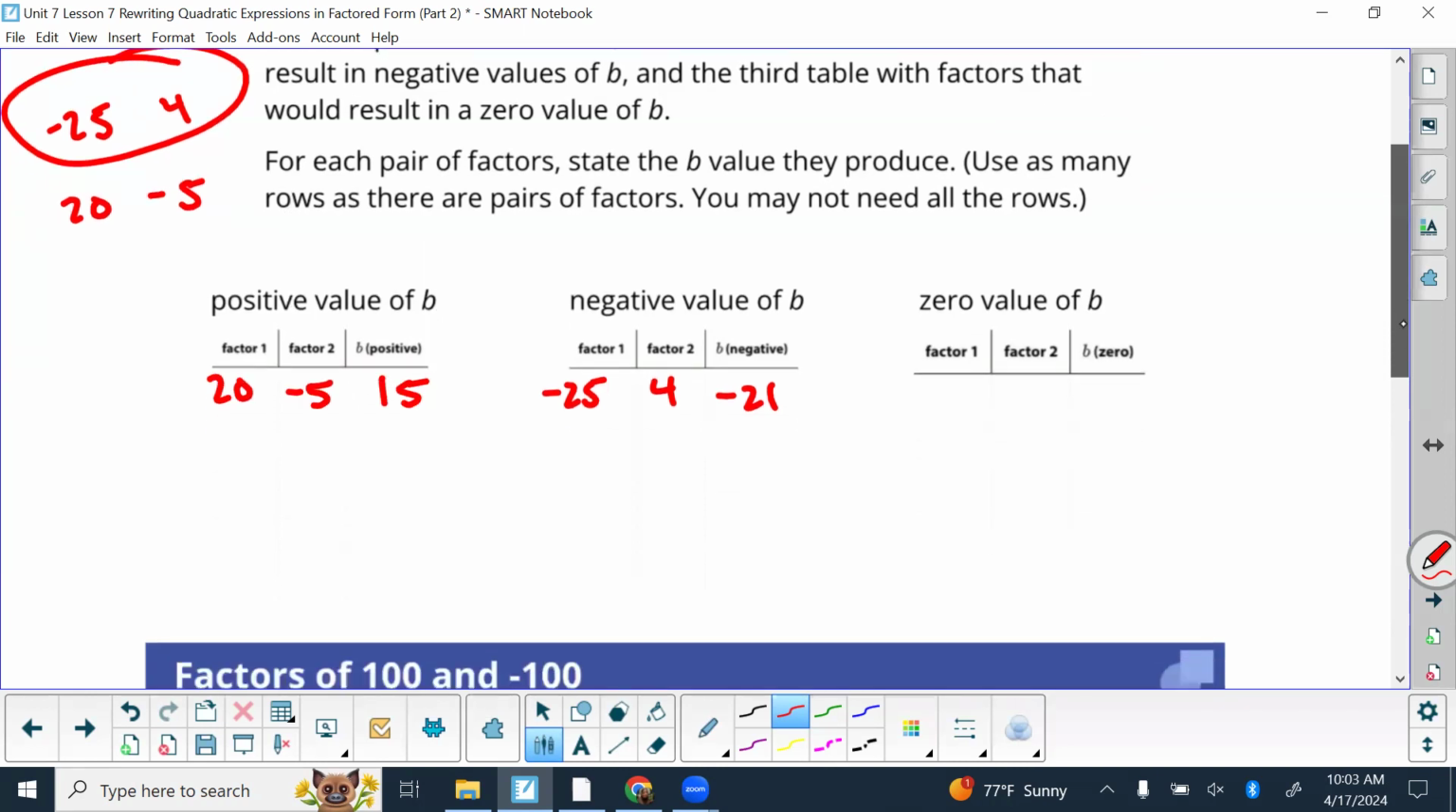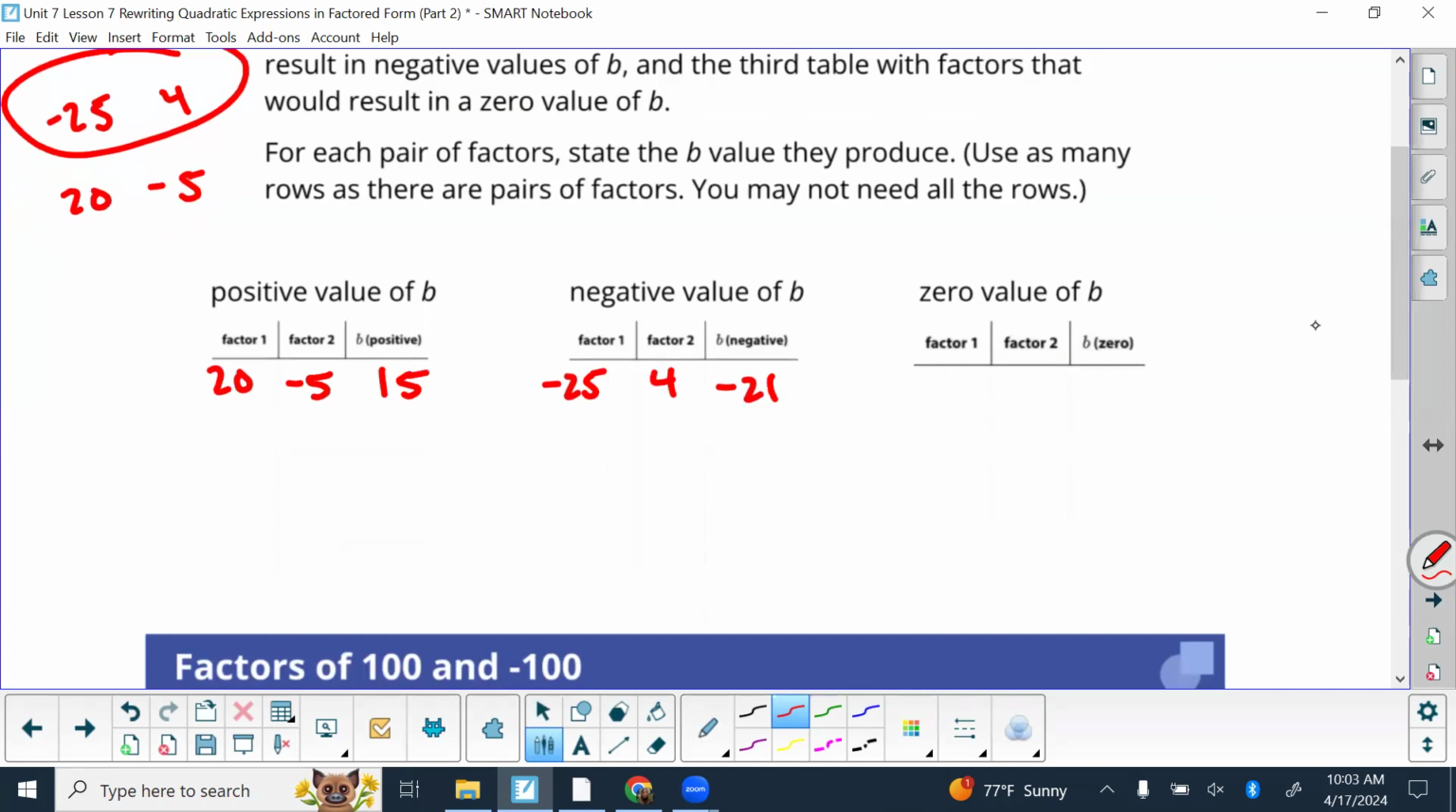Give me another pair that multiplies to negative 100. And what table should that go in? Okay, good. Negative 50 times a positive 2 gives me negative 100. When I add them, it gives me negative 48. So that's why it goes here. Table 2, give me another pair. Negative 2 times 50. What table should that go in?